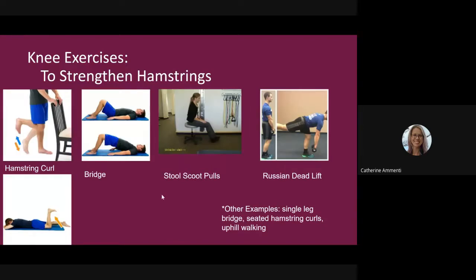Hamstring curl, bridging. Here's that stool scoot or pull rather. The Russian deadlift or reverse deadlift, really using that hamstring and glute on the standing leg for helping to control the body, this weight here. Prone hamstring curls, standing hamstring curls. You can add a brace or a weight or a band to that. Uphill walking is another good one, making the treadmill at a high level and having your patient walk up that hill is another good way of getting those hamstrings and glutes working.